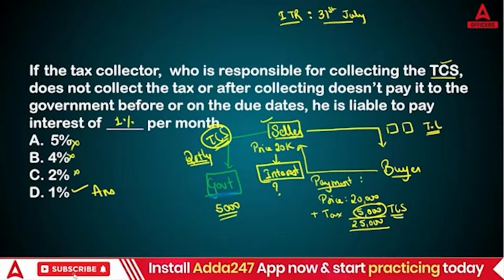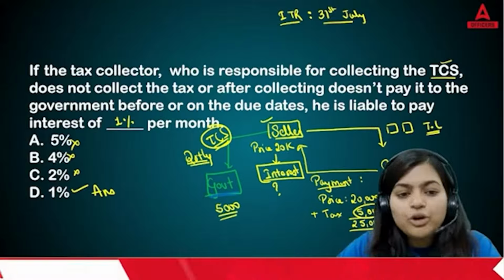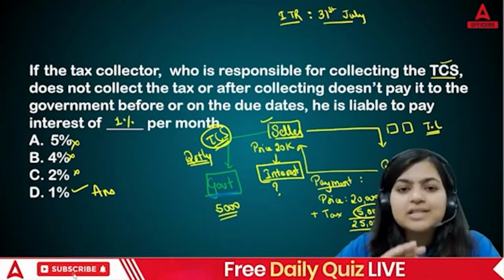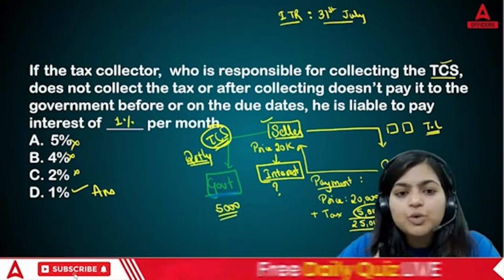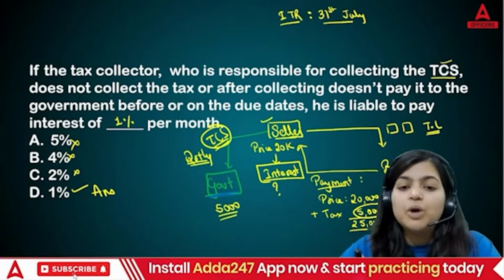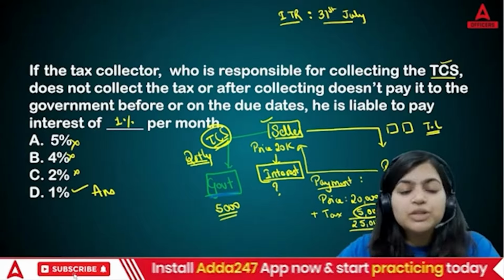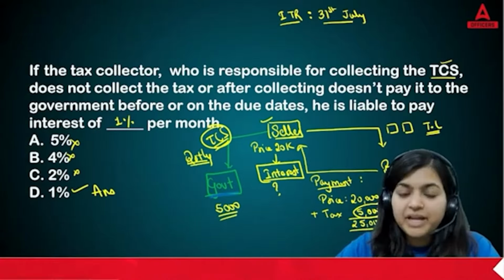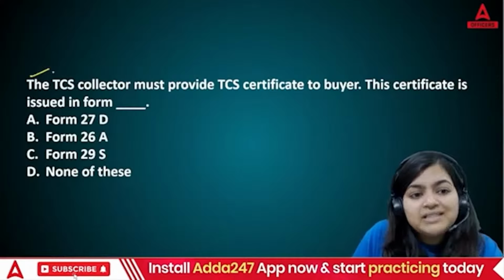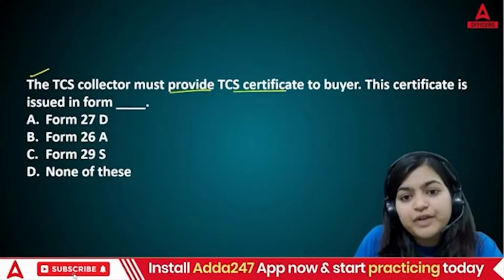So all your first three options are wrong. I hope you got this. What is the meaning of TCS? How this TCS is applicable, and what is the interest, or you can say penalty amount, that seller needs to pay to the government if he is not paying on quarterly basis. Chaliye, coming to next question. The TCS collector must provide TCS certificate to buyer.